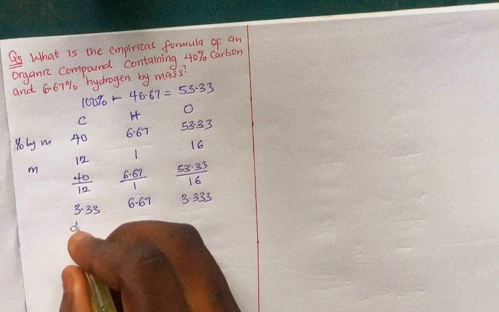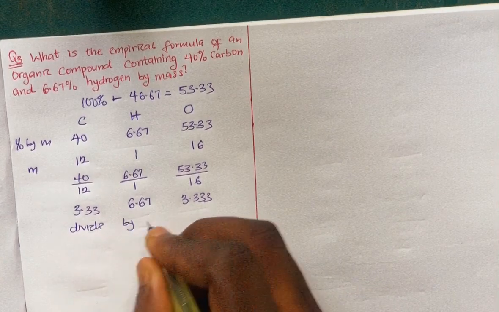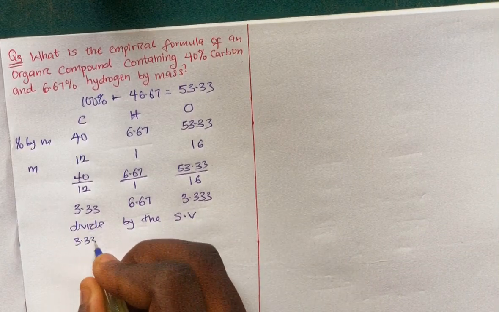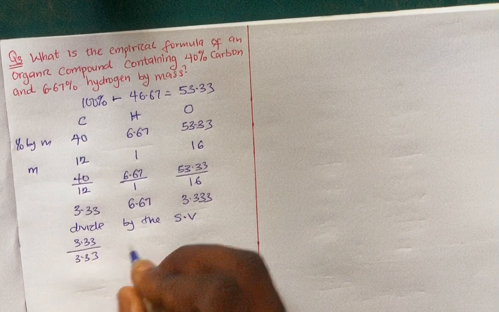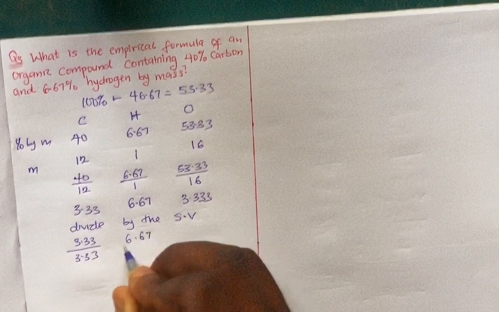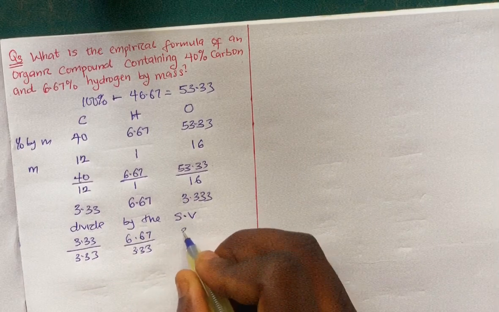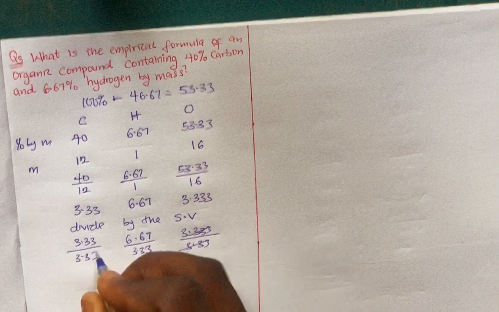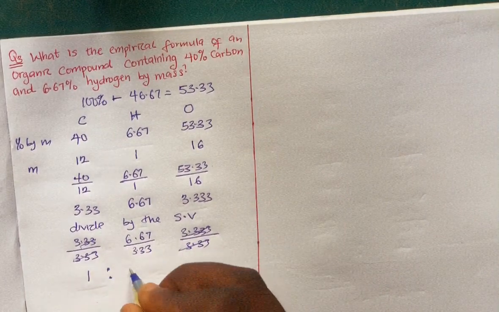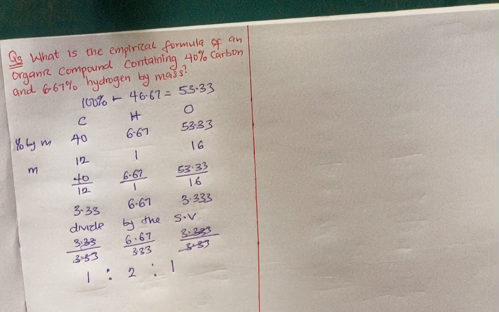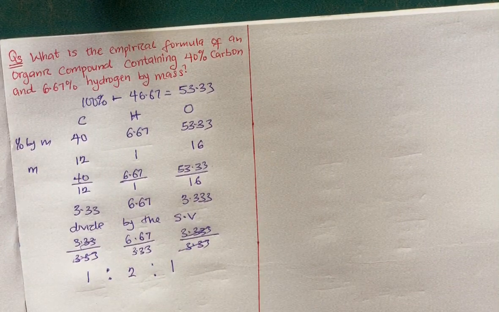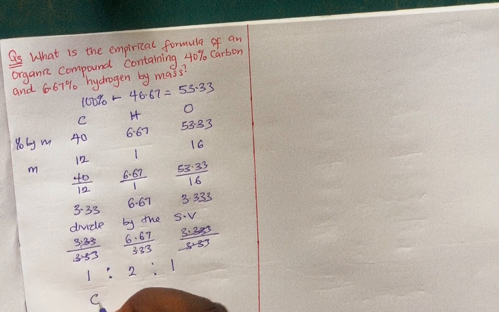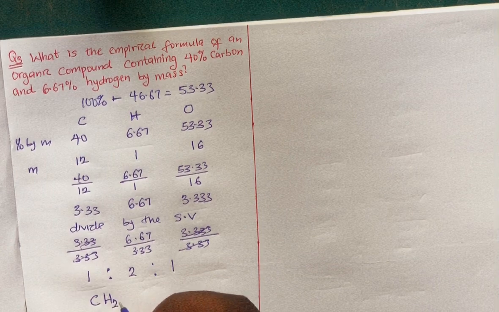Then what's the next thing? We need to divide by the smallest ratio, by the smallest value. So you have 3.33 by 3.33, because that's the smallest value you're having. 6.67 divided by 3.33. Then the last one, 3.33 by 3.33. This goes in this, that's 1 ratio. This is actually 2 ratio. That's 1. So in this case now, the smallest ratio here is 1 ratio 2 ratio 1. So you have C1, H2, and also O1.